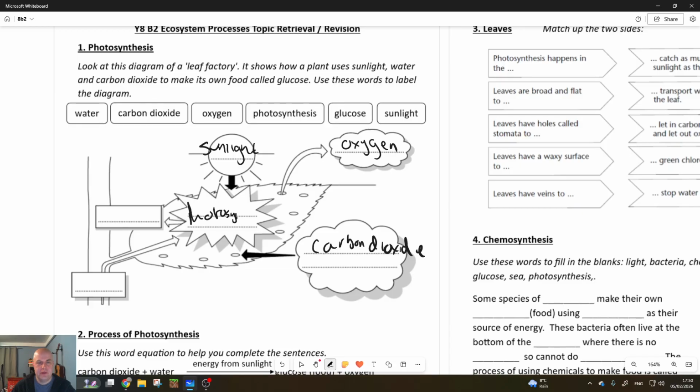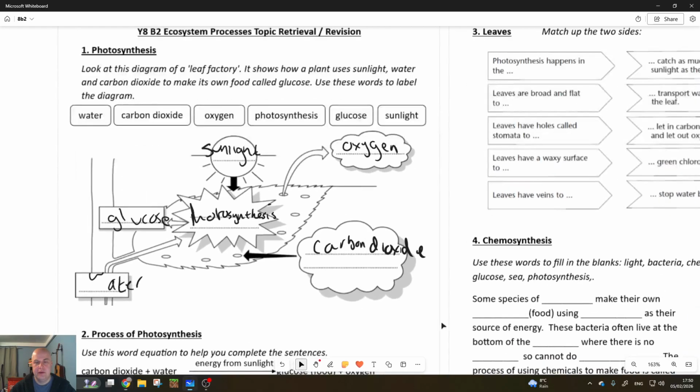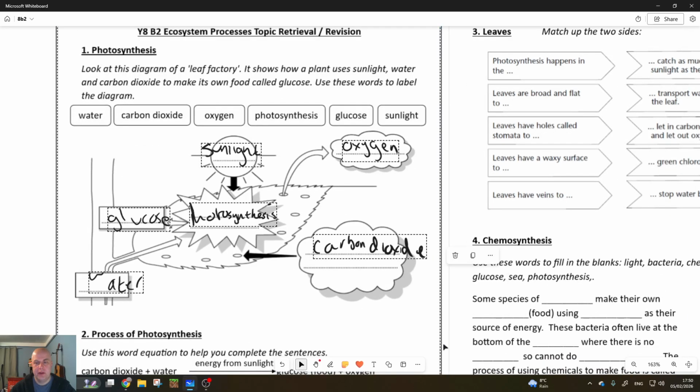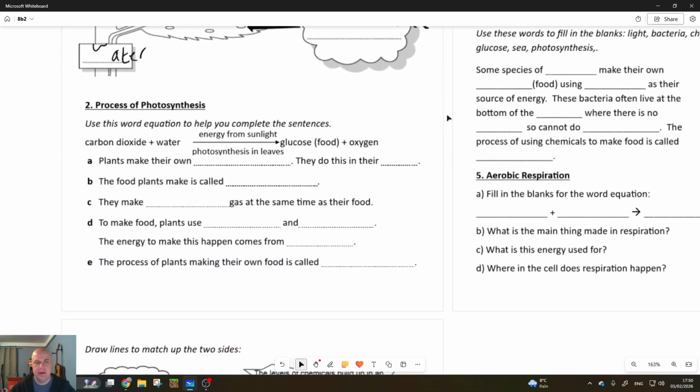Lovely. Now, this process being photosynthesis is going to make glucose. And what's coming in here? Lo and behold, it's water. Brilliant. Now we need the process of photosynthesis. Hang on, trying to move it. There we go.